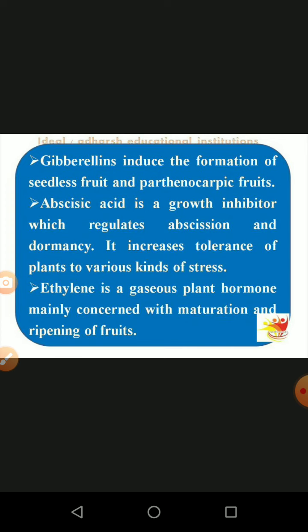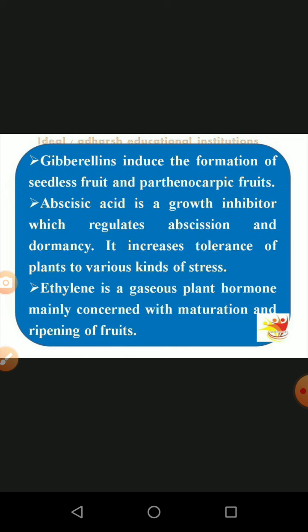And gibberellins induce the formation of seedless fruit, the parthenocarpic fruit, as I already told you, without fertilization. And a special type of hormone, a growth inhibitor, the abscisic acid, regulates abscission and dormancy. It increases the tolerance of the plant to various kinds of stresses. And ethylene is a gaseous plant hormone. It is mainly concerned with the maturation and ripening of the fruit. I already told you that ethylene is a gaseous hormone which works in the process of ripening. And after the ripening only, we get the aromatic smell of any type of fruit.